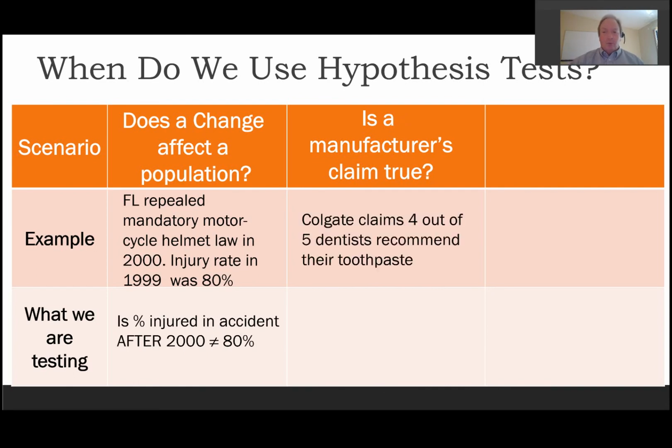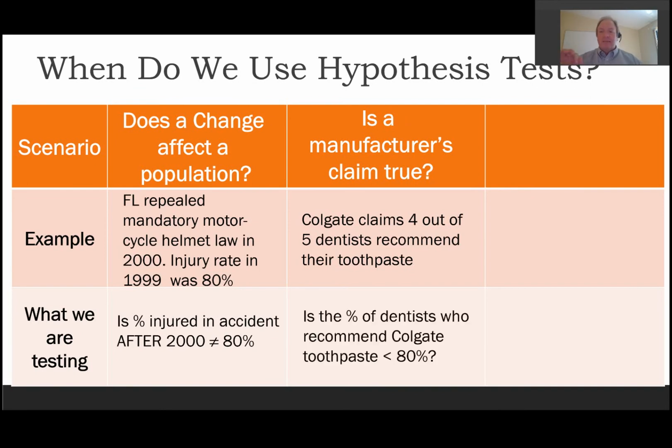So an example we're going to look at is a claim put out by Colgate that 4 out of 5 dentists recommend their toothpaste. We're going to see that is a kind of disingenuous sort of ad. The wording is a little misleading. And whenever we test a manufacturer's claim, we test against the claim. So Colgate's claiming at least 80% of the dentists recommend Colgate. We're going to test the opposite. We're going to test less than.